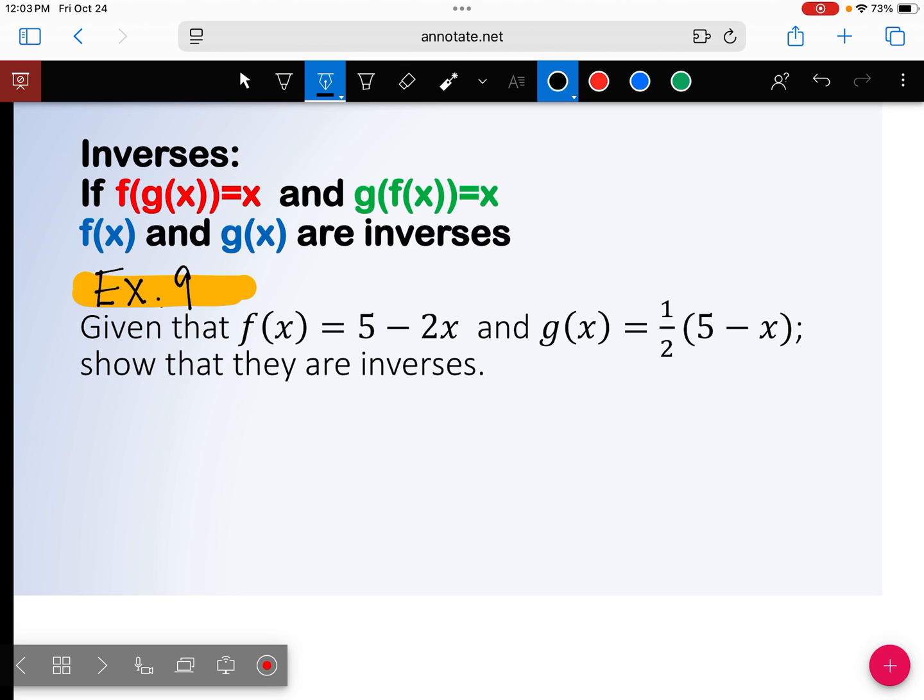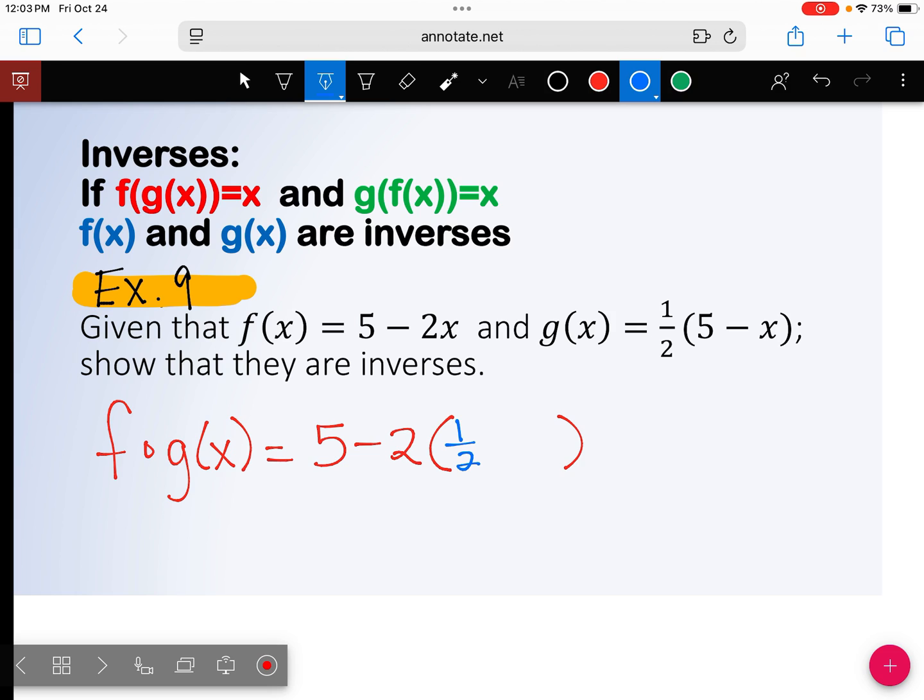So, again, you don't have to do both. But I'm going to do both because, you know, I'm teaching and stuff. So, I'm going to do this one, which means put g into f. So, that's 5 minus 2 parentheses. And then inside of the parentheses, I have this. So this looks kind of a little tricky. So there's actually a couple different ways we can go about this. So how do you want to do it?